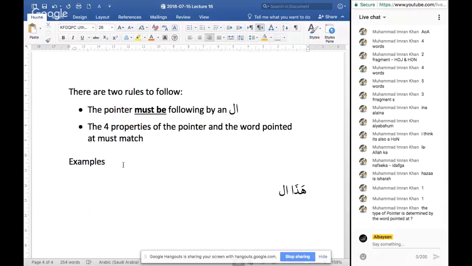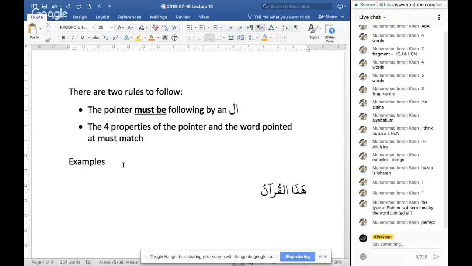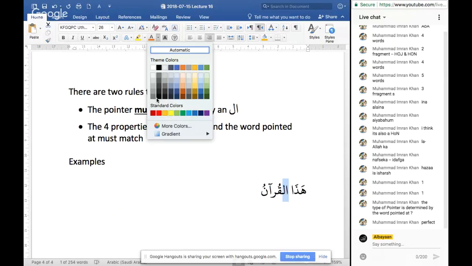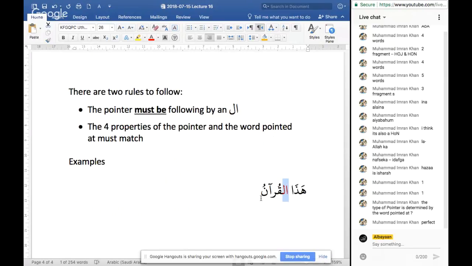So if you have a haza and then there is an al after it and then you say Quran, haza al Quran. Haza al Quran. You understand? Now, when you saw the pointer first, say, okay, haza, fine. How do I know it's a fragment or a sentence? Then you look forward and you find an al right after it attached to the word it's pointing to. Okay? Then you do the four properties.